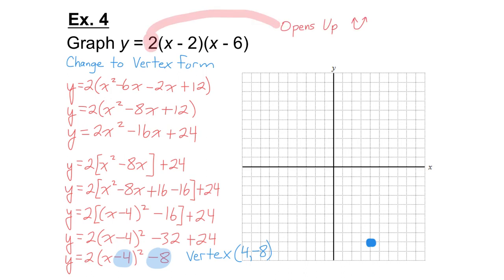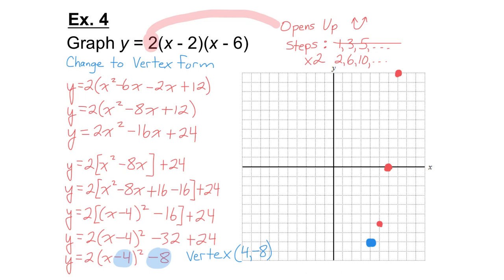And the step pattern won't be 1, 3, 5. It will be that times 2. So instead of 1, it'll be 2. Instead of 3, it'll be 6. Instead of 5, it will be 10. So because I know where my vertex is, and I know it opens up, and I know the step pattern is 2, 6, 10, I can figure out where my other points are. From the vertex, go over 1, up 2, that's the first step, then over 1, up 6, that's the next step, then over 1, up 10, that's the next step.